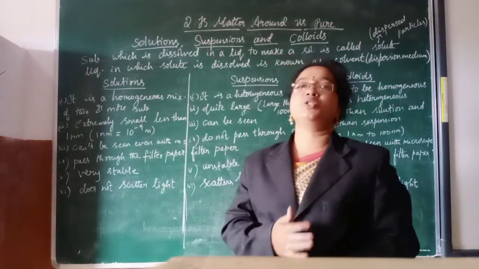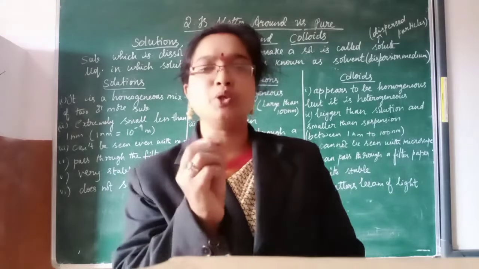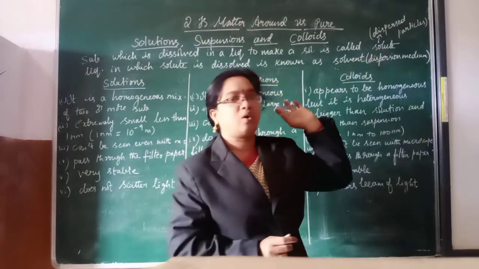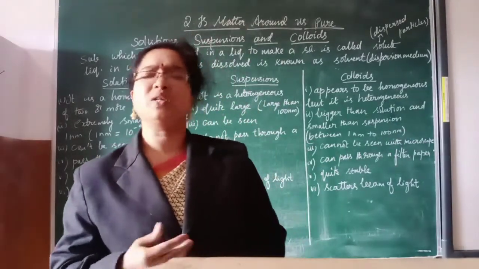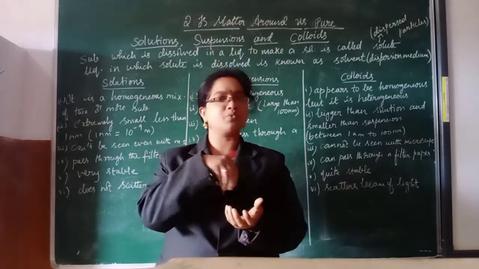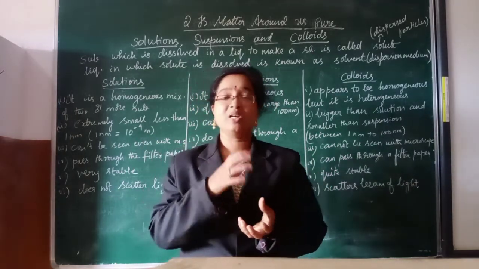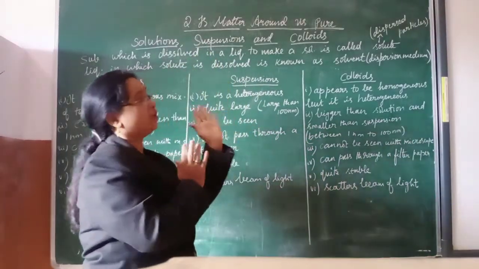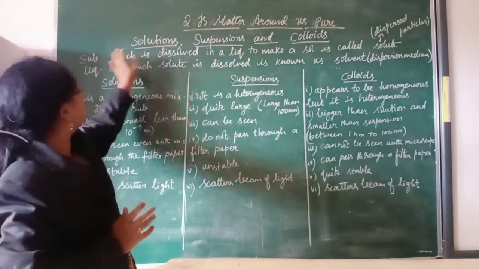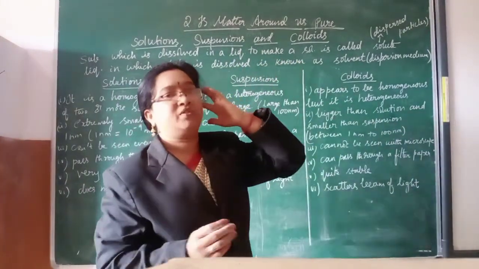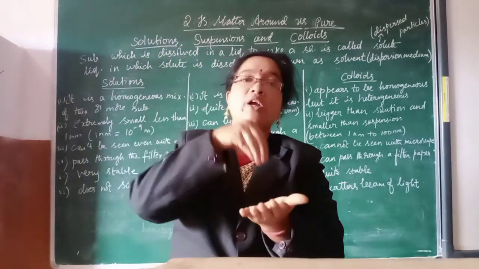Before learning solution, suspension and colloid, we should know the meanings of two words. What are the solute and solvent? Generally, when we are making any solution or suspension, one liquid should be there and one substance we will add there. Isn't it? So in that solution, which one will we call the solute, and which one the solvent? The solute is the substance which is dissolved in a liquid to make a solution. The substance which we are going to dissolve.